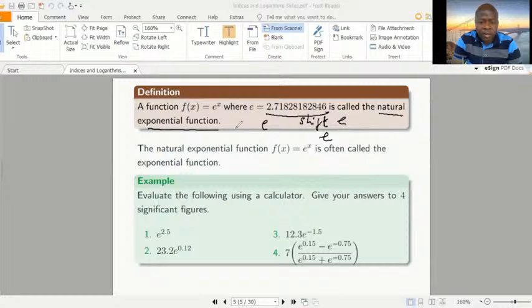Now, e raised to x is the exponential function. So all of this, e raised to x, is the exponential function. And the base here is now e. The base is e, not 2, not 7, and so on.